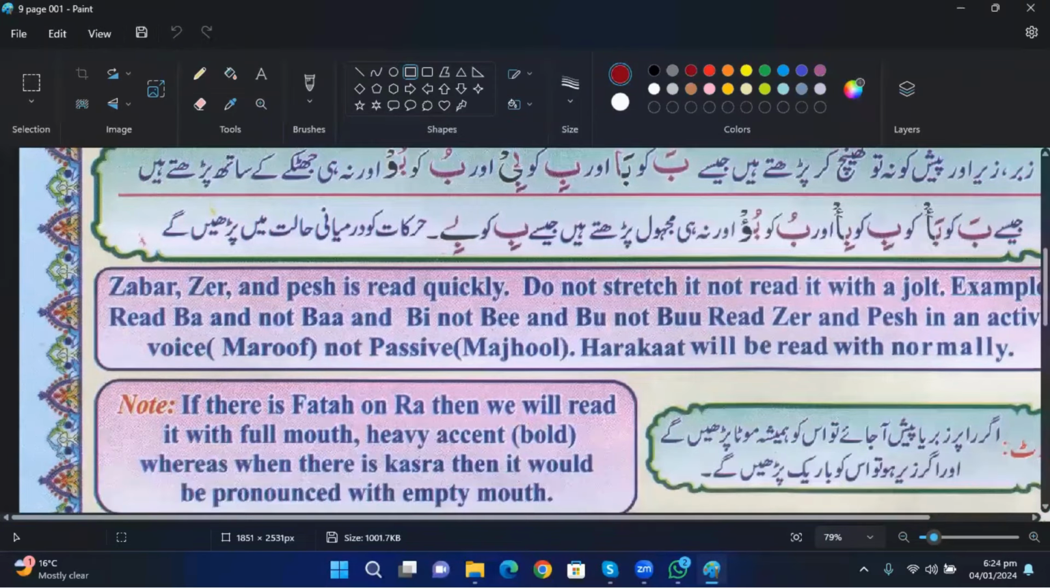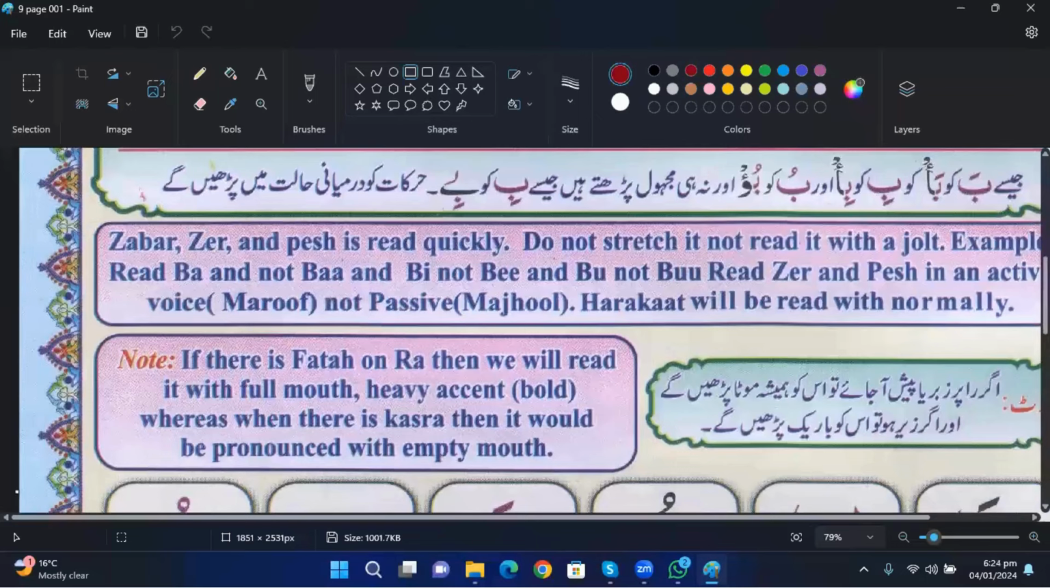While we are going to read fatha, kasra, or dhamma, you need to make sure that you don't stretch the sounds. For example, ba fatha will always be ba, don't stretch it, and ba kasra will always be bi, don't say it in a stretching way. Same as ba dhamma will be bu, don't make it longer.